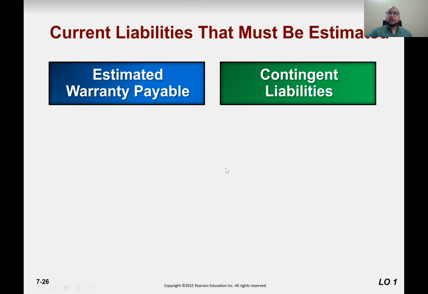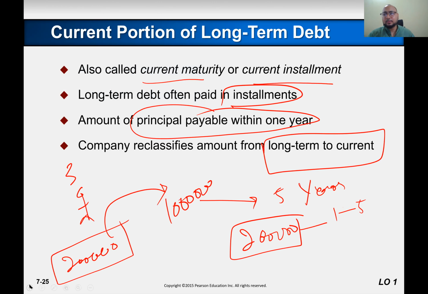Now, the current liabilities that must be estimated. The entry, okay, the treatment is simple. You pay the debt, it's going to be cash decrease, your liability decrease. Right? Simple. Long-term debt to cash, or current portion of long-term debt to cash. Simple. Because cash is decreased from the business. That's it. A simple one.